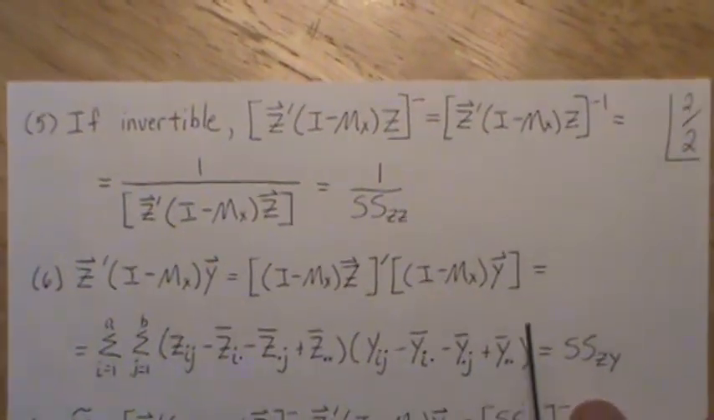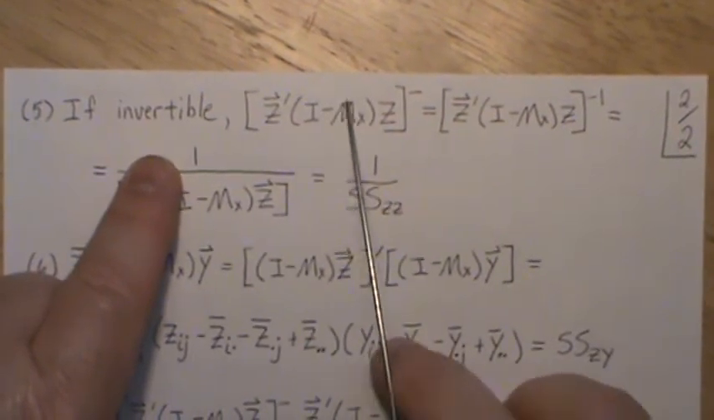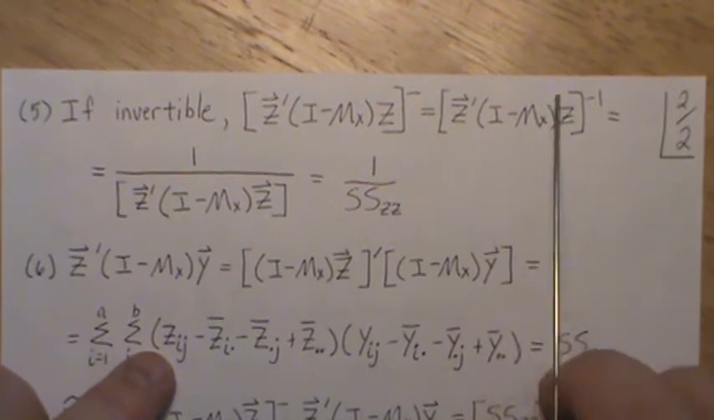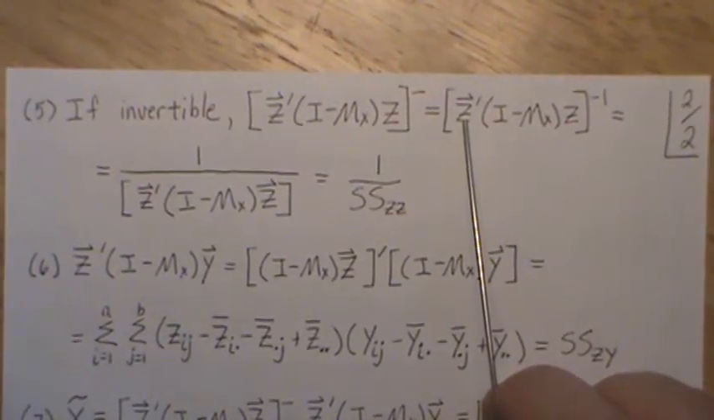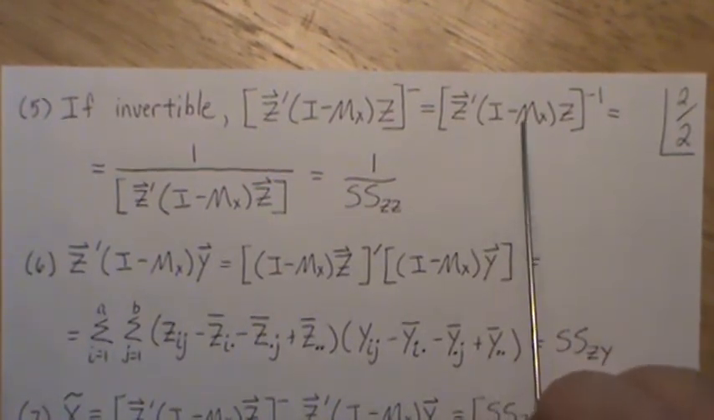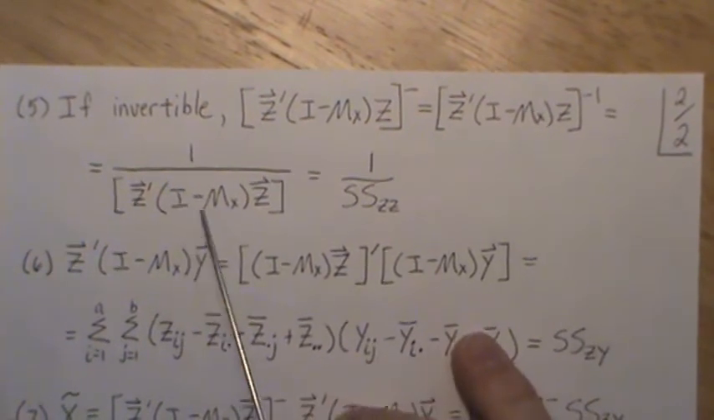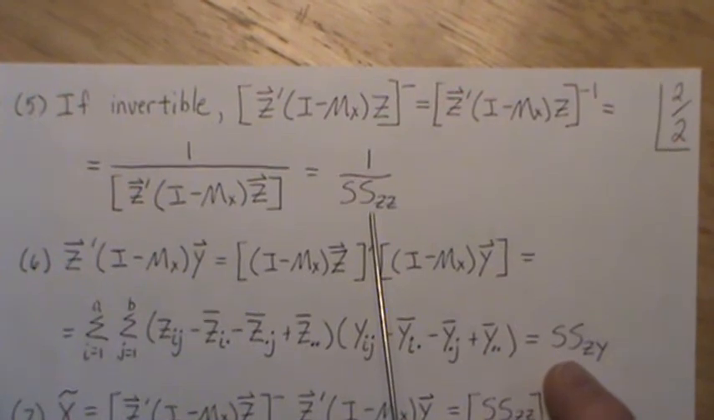Now, if this is invertible, this right here, then it equals its inverse. But this is a number. This is a vector, 1 by something vector. This is something by 1, so it's a 1 by 1. It's a number. So the inverse is actually just take it to the denominator. And this is what we were generically calling SXZZ.